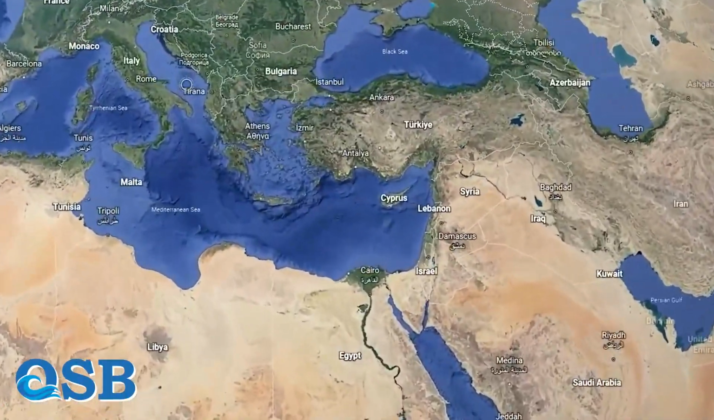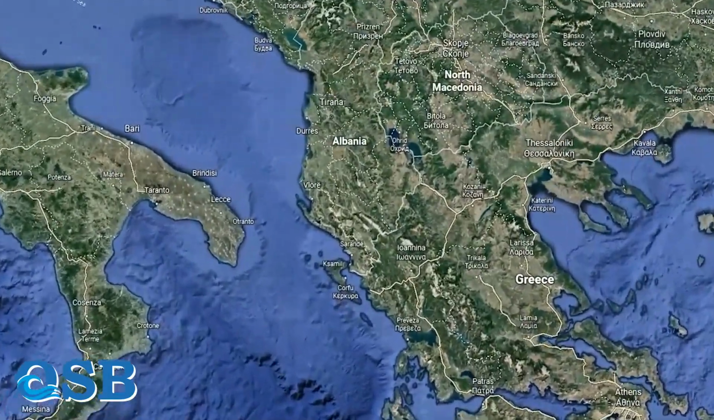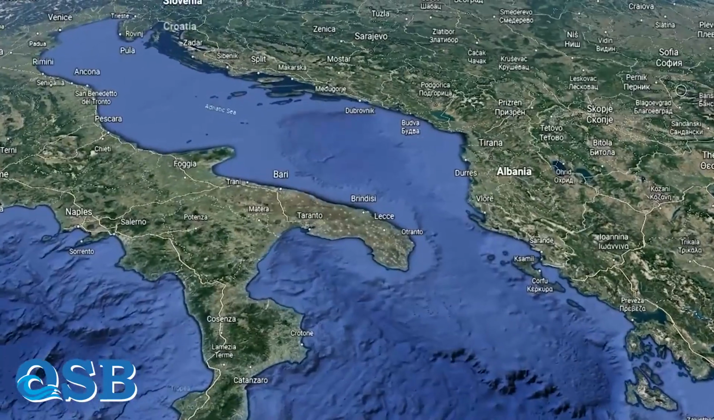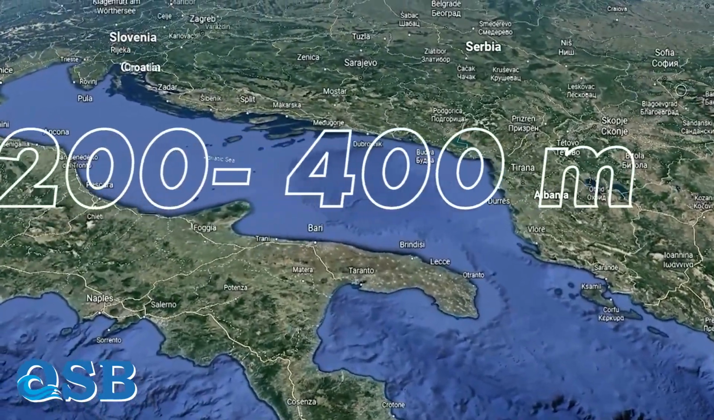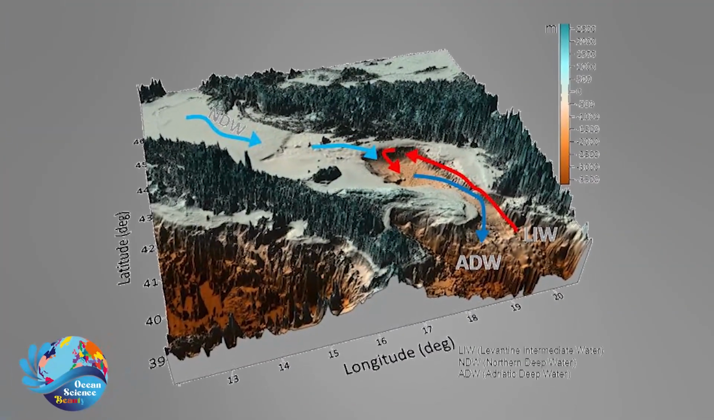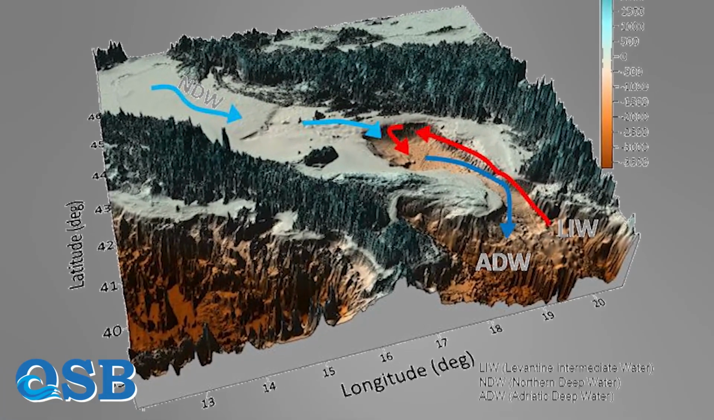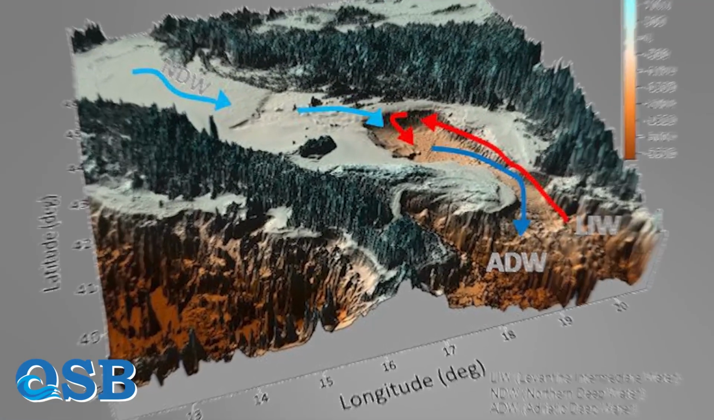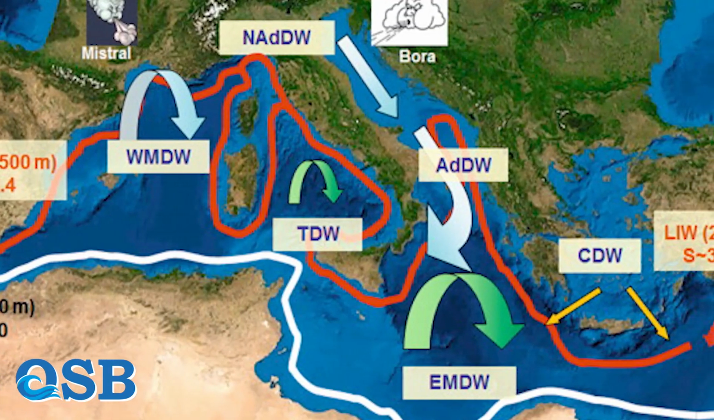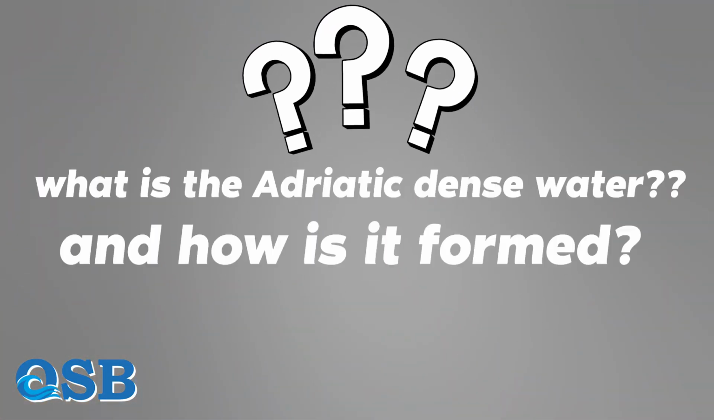The Levantine Intermediate water, after formation, moves and then enters the Adriatic Sea through the Strait of Otranto. This water can be found in the Strait of Otranto between the depth of 200 to 400 meters. It enters the Adriatic Sea and mixes with the Adriatic Sea's deep water. Now we concentrate on the Adriatic deep water. Adriatic deep water results from the dense water formed in the Adriatic Sea mixed with the Levantine Intermediate water. The question is, what is the Adriatic dense water, and how is it formed?